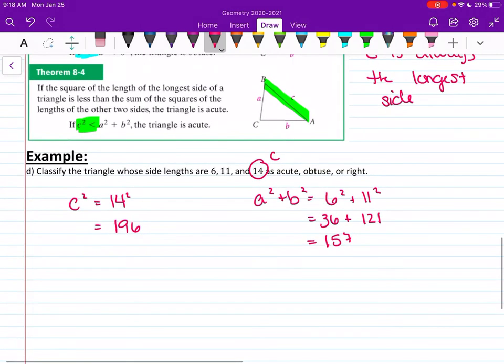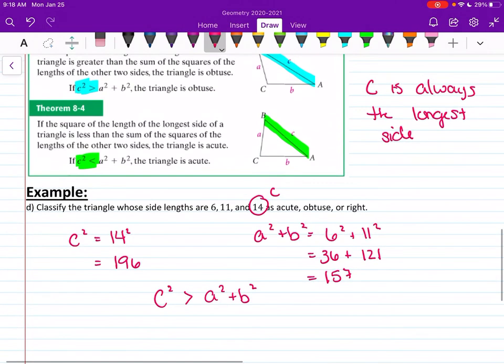So here I have that C squared is greater than A squared plus B squared, and that scenario fits this one right here. So my triangle is obtuse. Okay? So go ahead, practice using simplest radical form, and go ahead and start your homework.